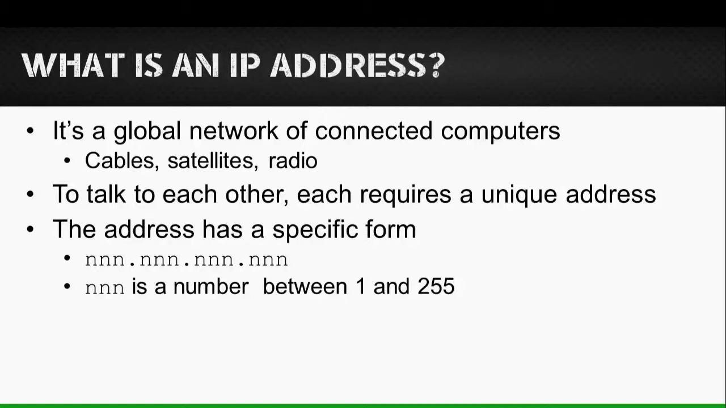So put simply, an IP address is a unique address for every computer on a network that wants to talk to another computer. And they have a specific form. The form is number.number.number.number. And the number could be anything from 1 to 255.